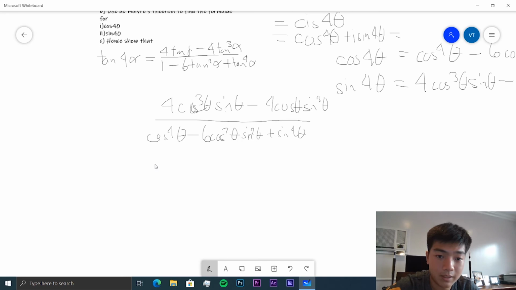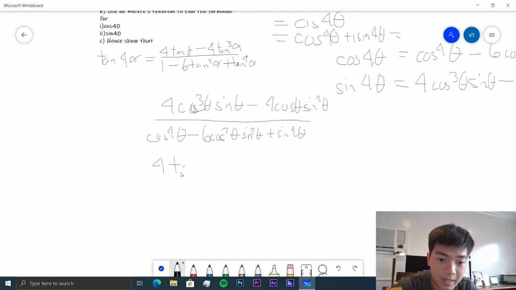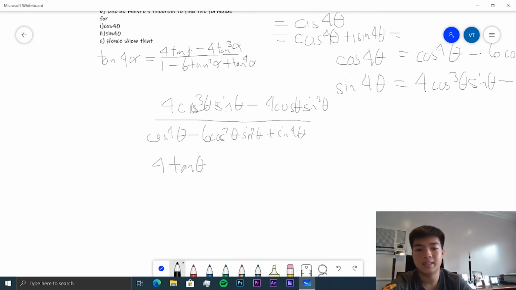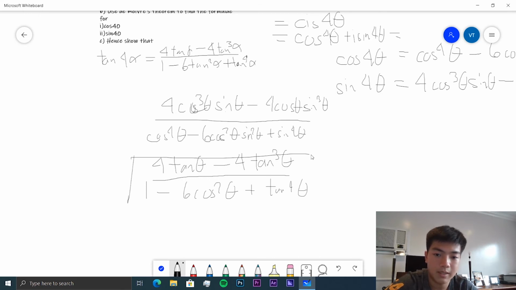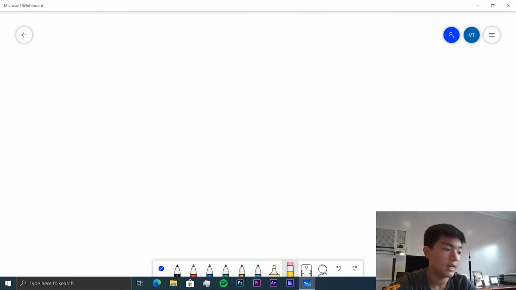So that leaves us with 4 tan theta, since this is sine theta over cosine theta, minus 4 tan cubed theta, since this is sine cubed over cosine cubed, divided by 1, since cosine to the 4 over cosine to the 4, minus 6 tan squared theta plus tangent to the 4 theta. So that's why this is correct. Okay, and on to the last question.